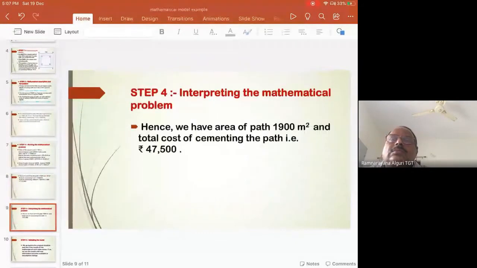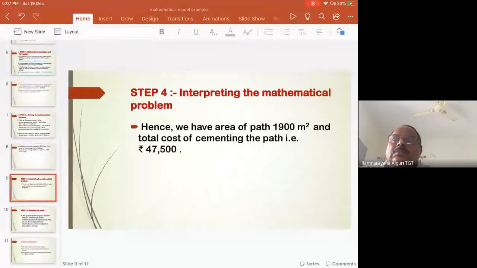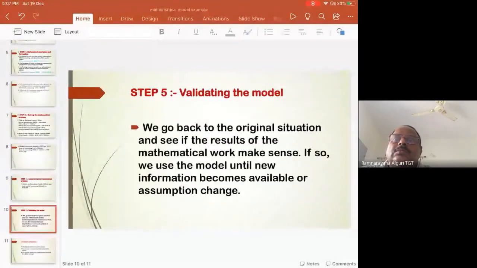Interpreting the mathematical problem, hence we have the area of the path as 1,900 meters square and the total cost of cementing the path as 47,500. Validating the model, we go back to the original situation and see if the result of the mathematical work makes sense. If so, we use the model until new information becomes available or assumptions change.